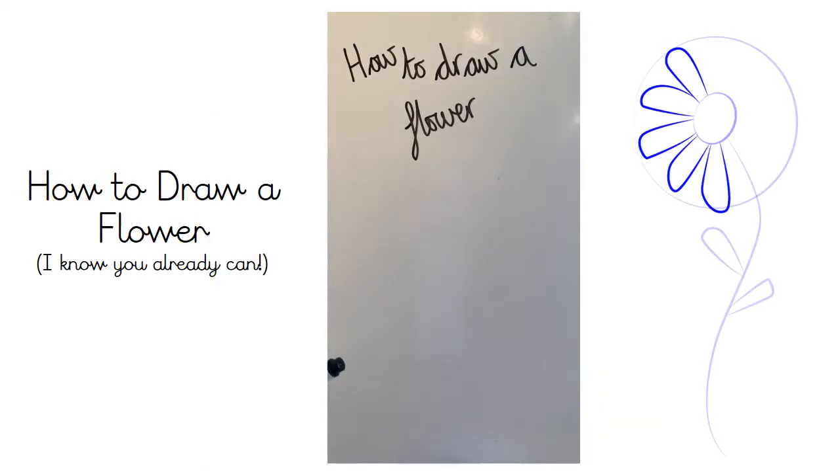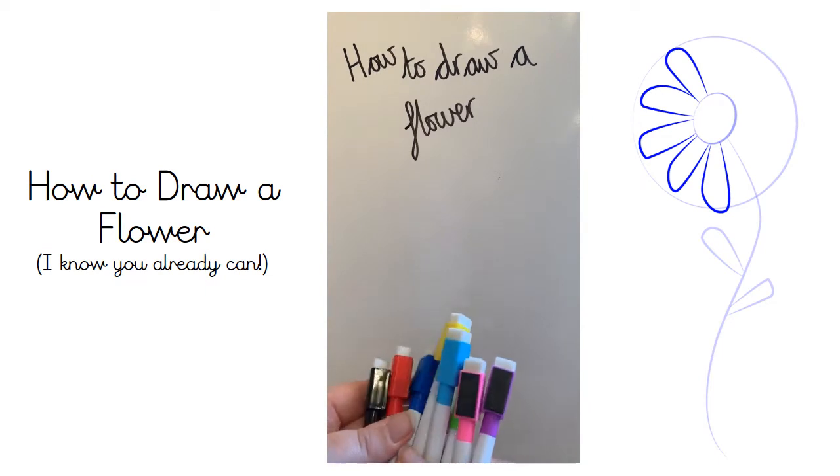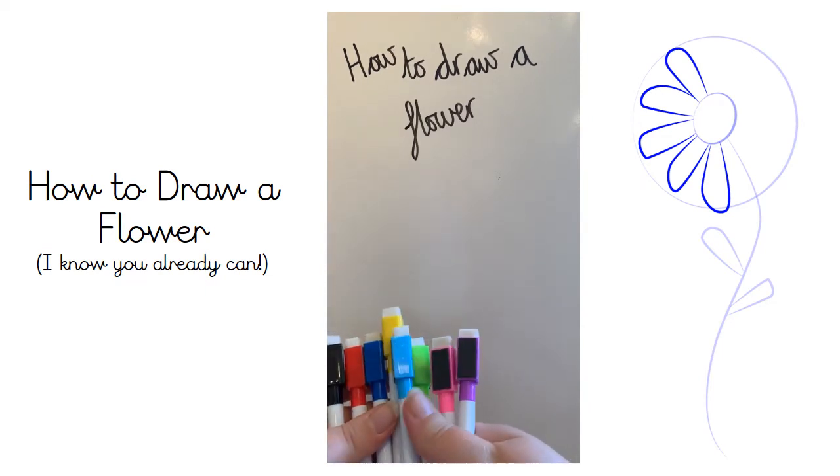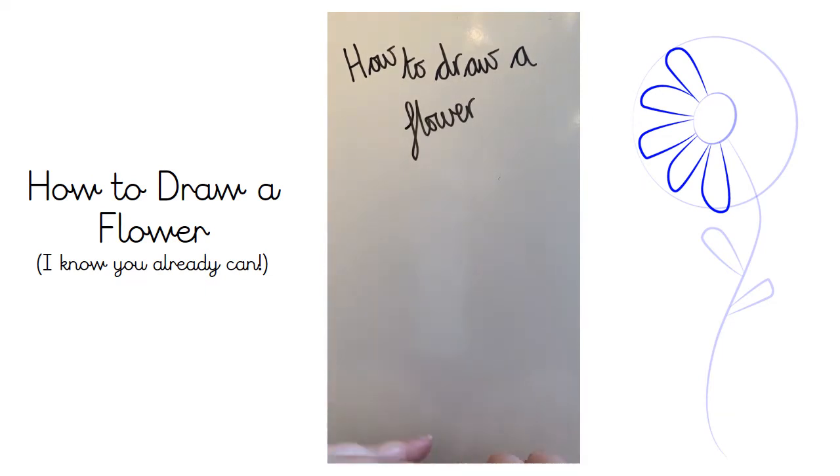Hi everyone, so today we're going to learn how to draw a flower. Now the first thing you need is lots of different colours. Here's mine. Now I would prefer to do this on a piece of paper, and the first thing you would do would be to use a pencil to draw your flower. Then if you make any mistakes you can rub it out, but today I'm going to use a whiteboard, but I can still rub it out.